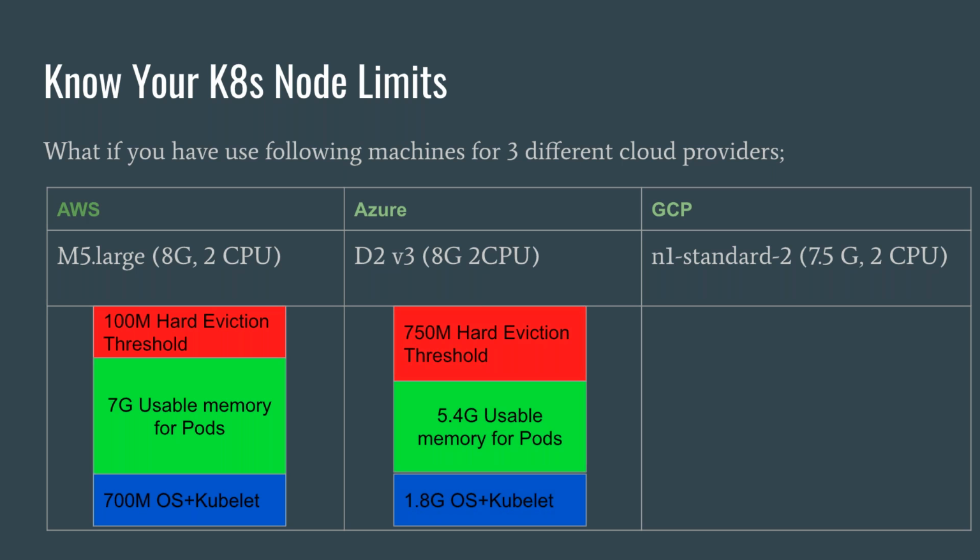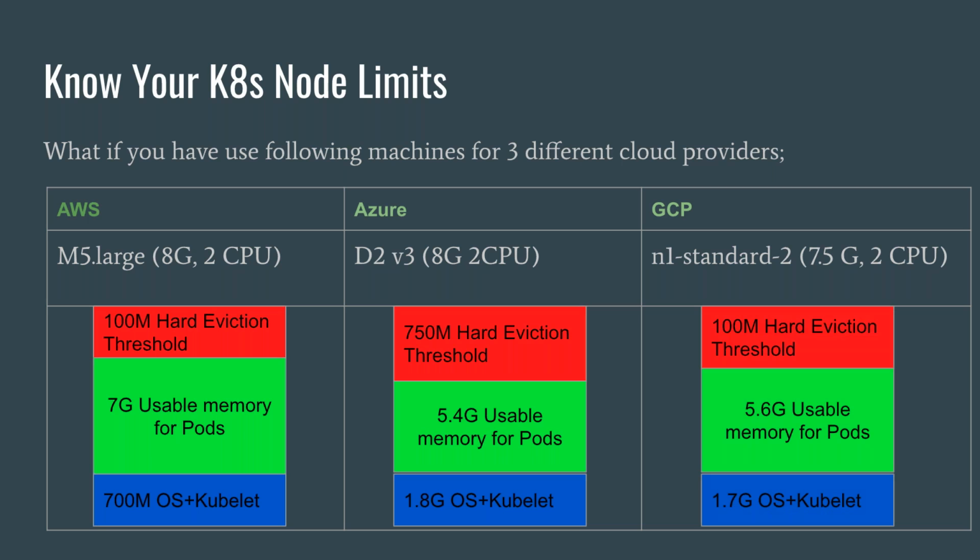Just have a look at the Azure part. When you create a cluster, and let's say that you are using this machine type, you will see the hard eviction is much bigger than the first one. And they reserve 1.8 gigabytes of memory for the operating system and kubelet, and you will have 5.4 for the usable memory for pods. Yeah, so this is very important. You see the difference. And on the GCP part, the hard eviction is the same as AWS. The operating system and kubelet reservation is nearly the same as Azure. And you will see the 5.6 will be usable for memory and pods.